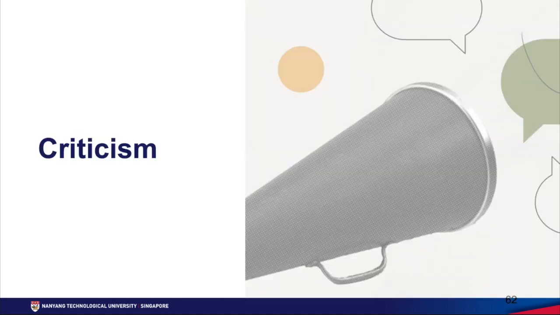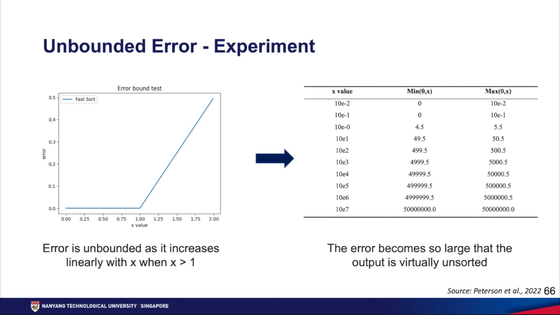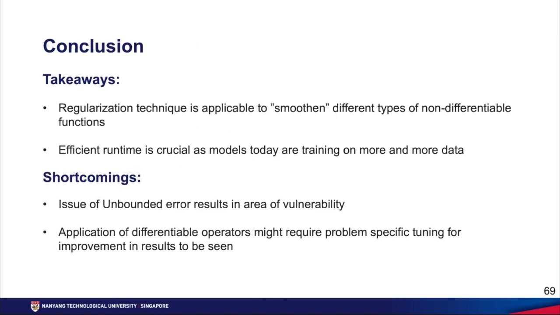However, one criticism is that the error of sorting is unbounded. In this example, a tensor consisting of two entries, 0 and x, is sorted, where x is varied. We see that the error is unbounded, as it increases linearly when x is greater than 1. This error can then be large enough such that the output is virtually unsorted.